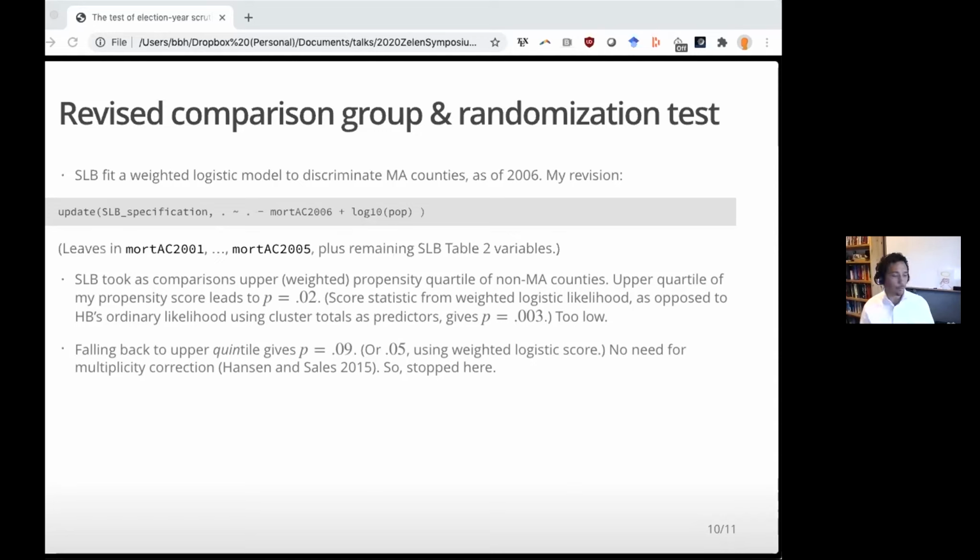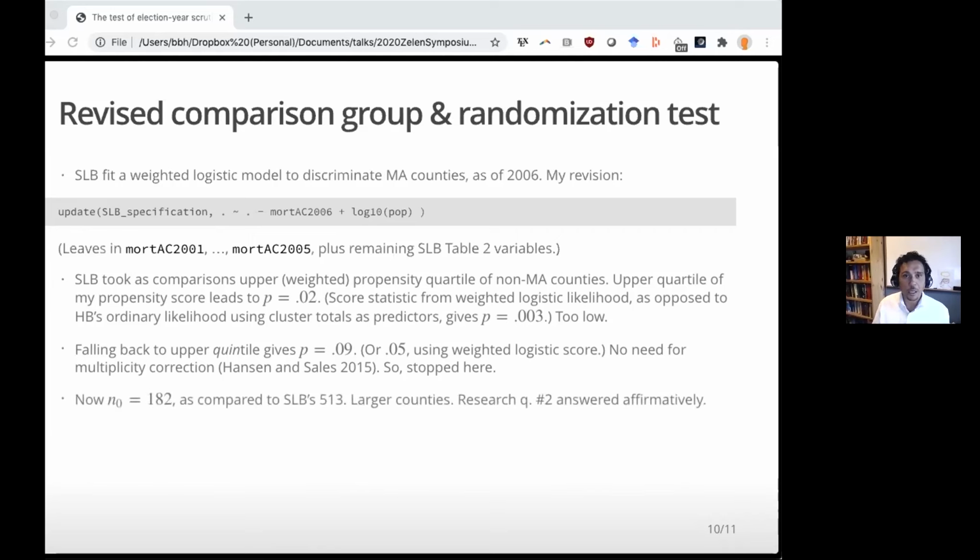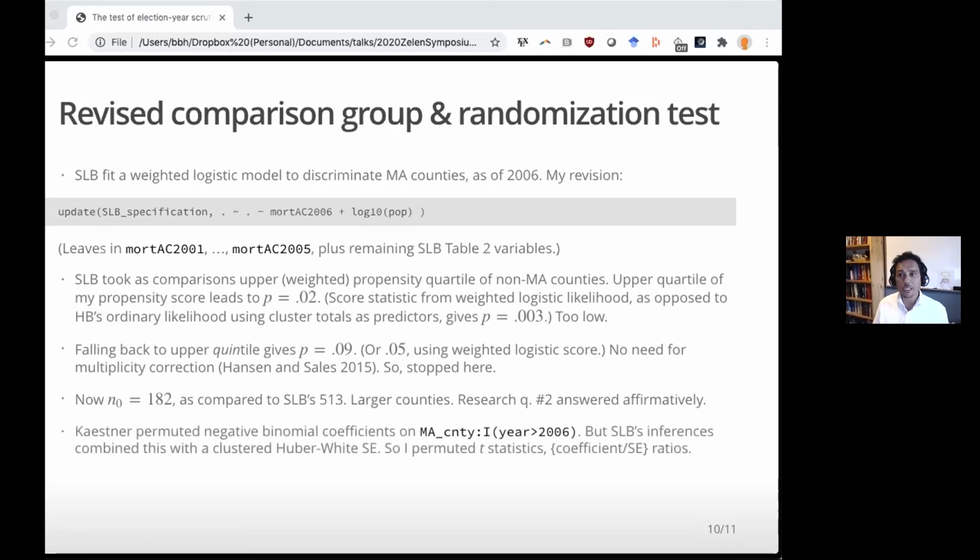There's a reference here to another paper that canvasses the argument that you don't actually need a multiplicity correction for the fact you did a test just before. The lesson for this particular mini investigation was that this is a place to stop. So we used that comparison set. Now we have 182 counties as opposed to the 500 or some odd counties that were used as a comparison set in the original paper. And that's due to the fact that now size of the county has been factored in, and this comparison set of counties are much bigger counties. We're able to answer the second of those 3 research questions in the affirmative.